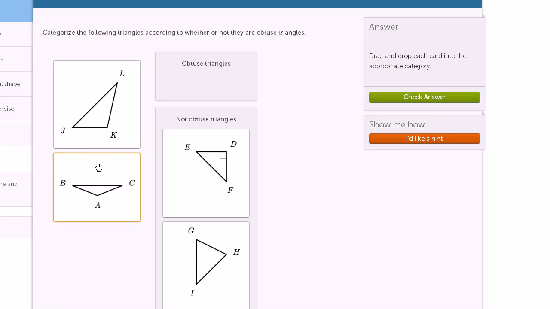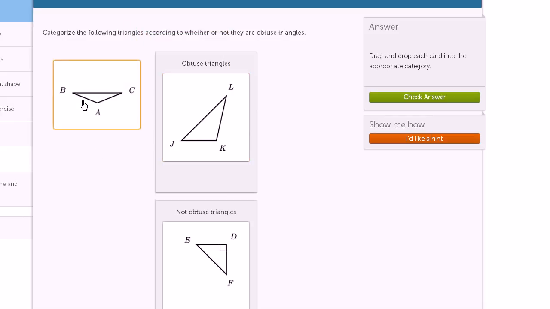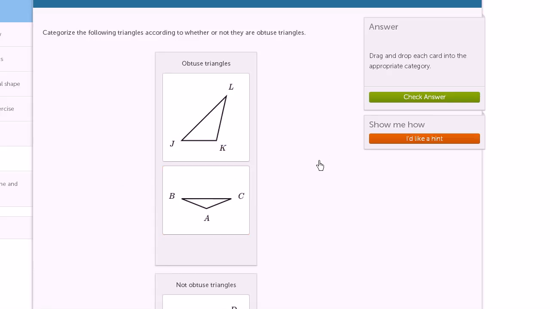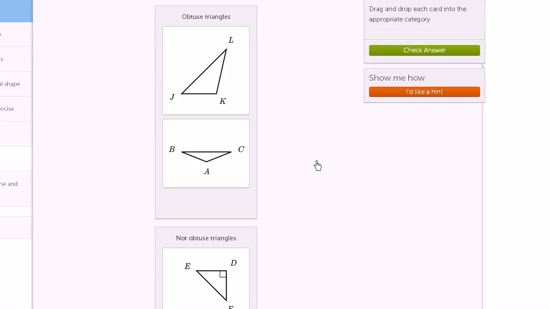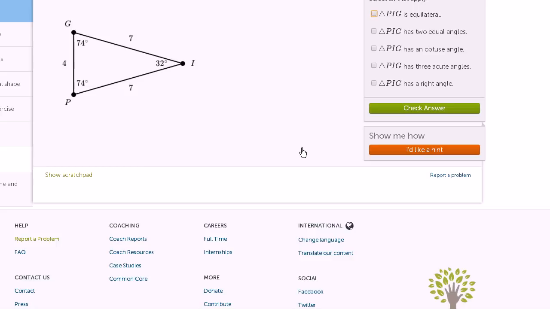Now these two are interesting. Angle JKL looks like it is larger than 90 degrees, and we can assume that these are drawn to scale, so we can base it on our visual judgment. So I would say that this is obtuse. And angle BAC also looks like it is larger than 90 degrees. So that's an obtuse angle, so I would throw that in the obtuse bucket as well. So we had two not obtuse, two obtuse. Check our answer. Let's do a couple more of these.